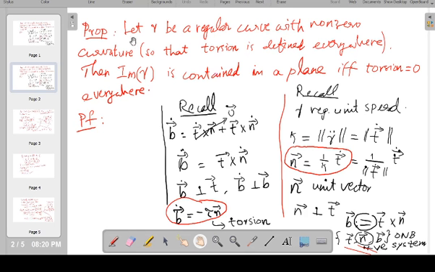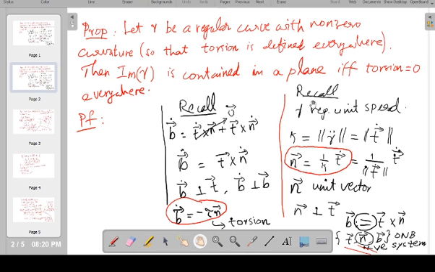So that's what this proposition says, that gamma be a regular curve with non-zero curvature so that torsion is defined everywhere. Then image of gamma is contained in a plane if and only if torsion is equal to 0. That means for a plane curve torsion is equal to 0 and vice versa. So torsion measures how much a space curve deviates from being a plane curve.